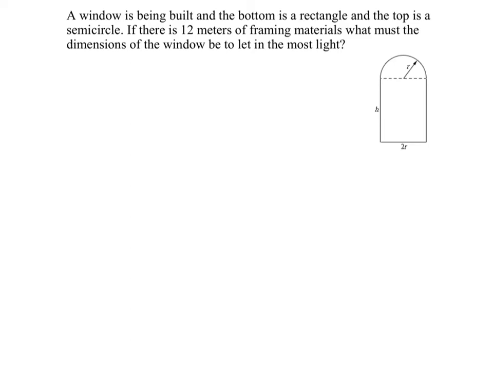In this optimization problem, we're building a window. The bottom is a rectangle, the top is a semicircle. If there's 12 meters of framing materials, what must the dimensions of the window be to let in the most light? Well, let in the most light is a fancy way of saying we want to maximize the area.